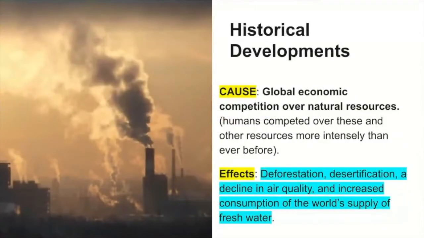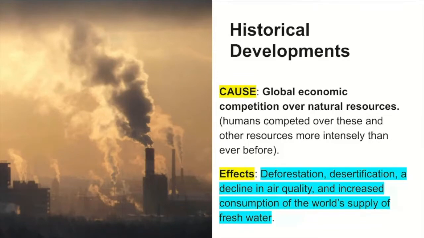All right, so what are some of the major causes? Well, look, global economic competition over natural resources. You can trace this all the way back to the development of the trade routes and the development of mercantilism, which led to free trade, which led to Adam Smith's theory of the wealth of nations and the evolution of capitalism, imperialism, colonialism. Human competition over natural resources more intensely than ever before.